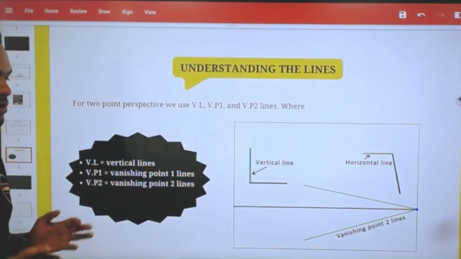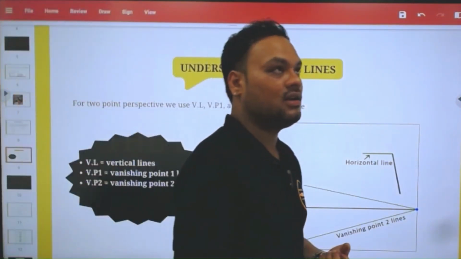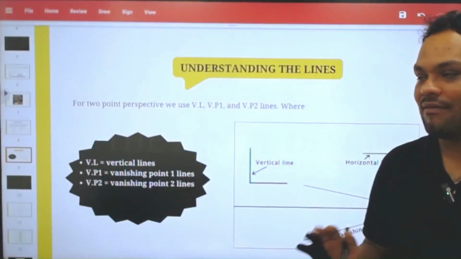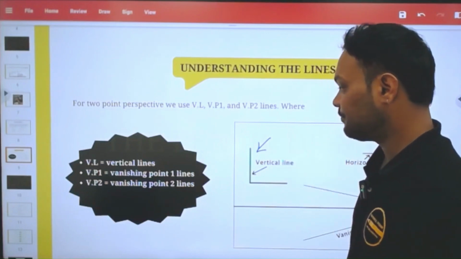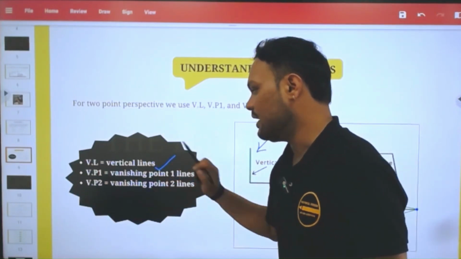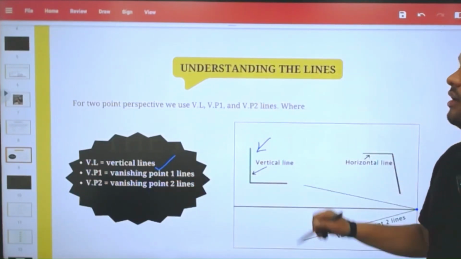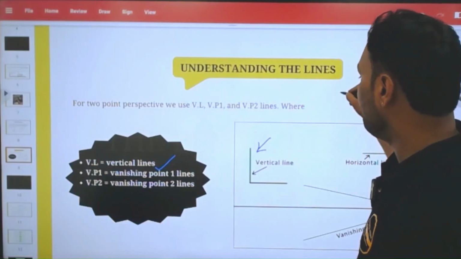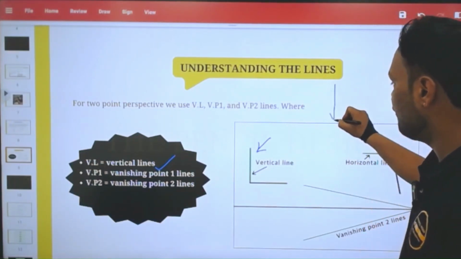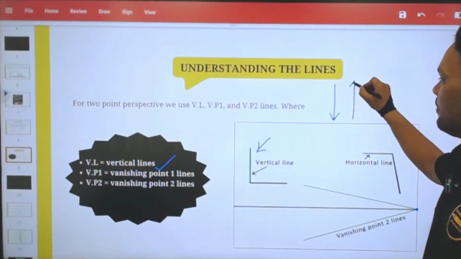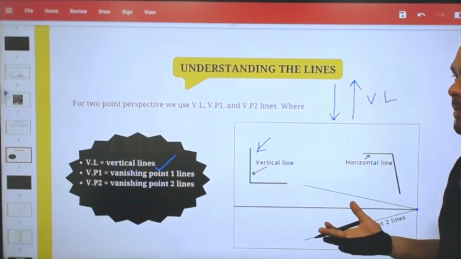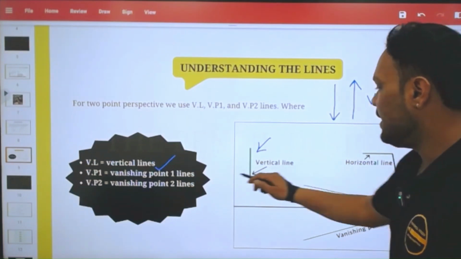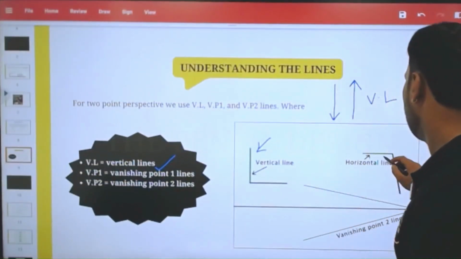Understanding the lines. So make sure there are actually 3 types of lines that you have to understand very well. The first type of line is a vertical line or vertical lines, which means a line which is moving either up to down or down to up is known as a vertical line. Simple.